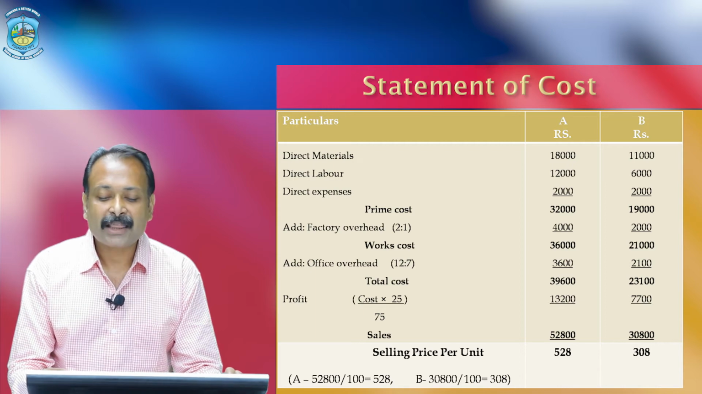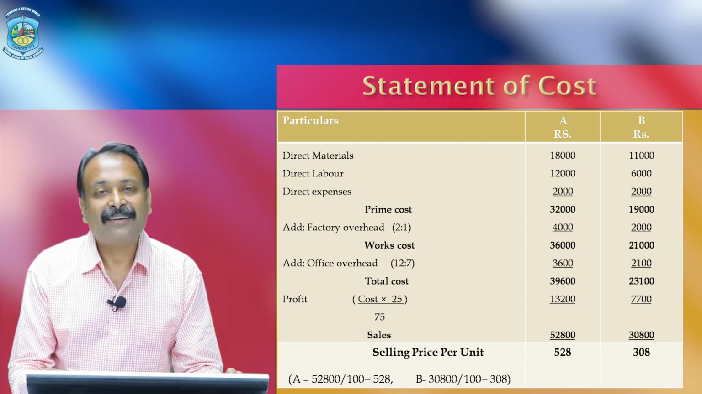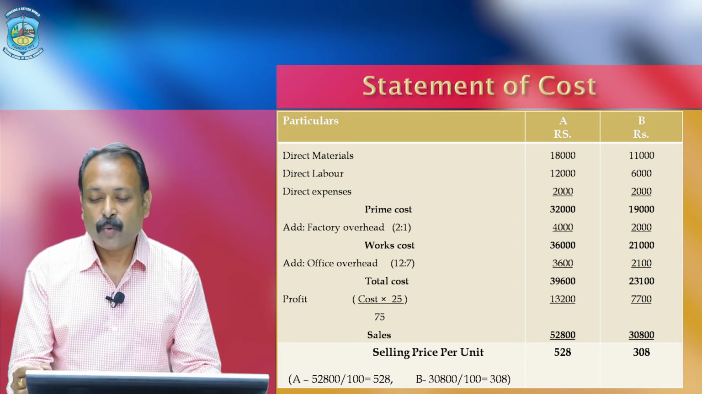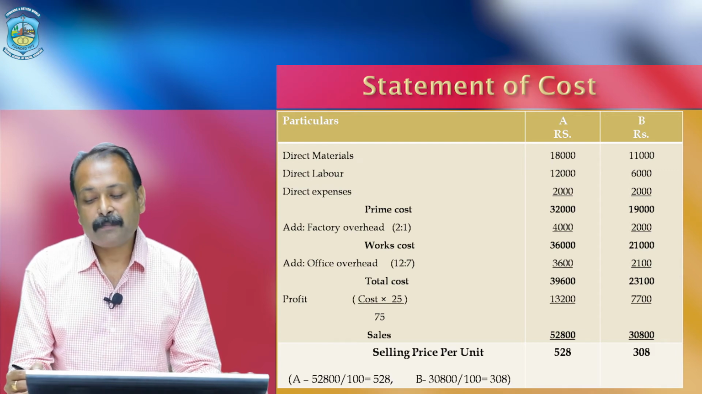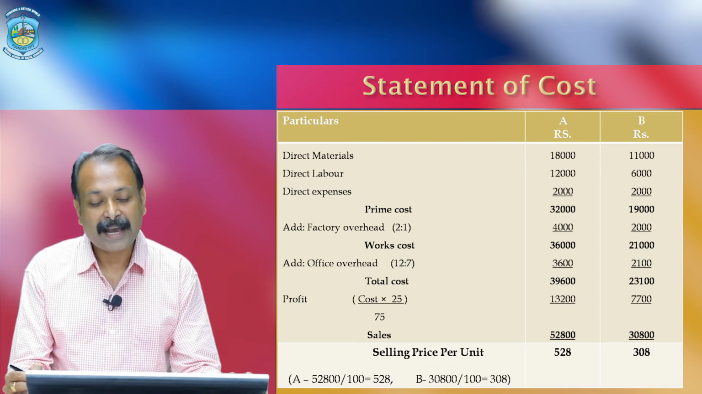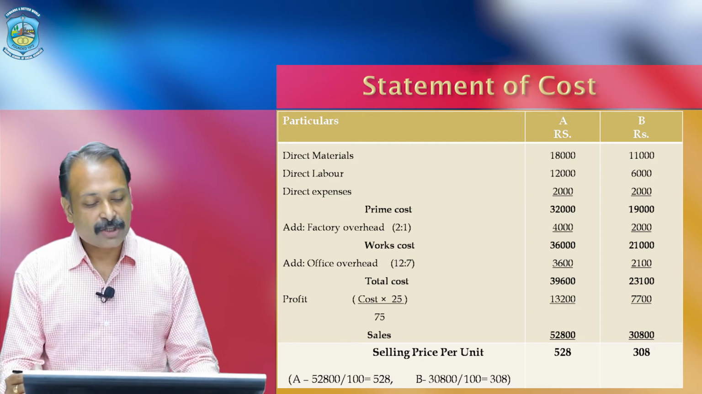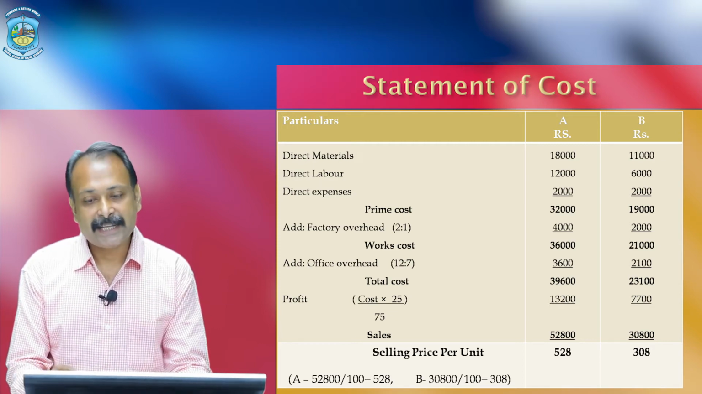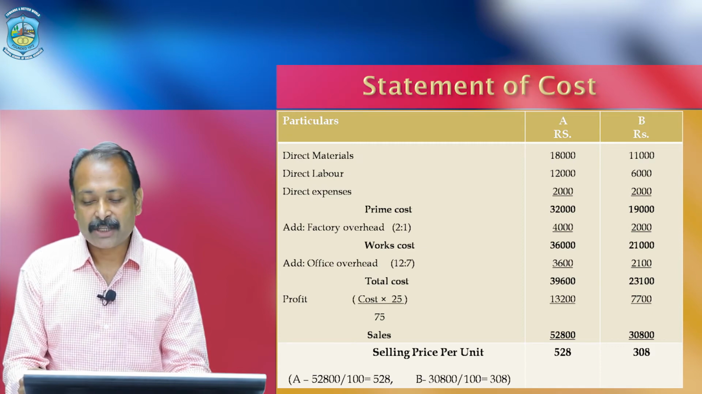So when we add 32,000 plus 4,000, we have 36,000 for machine A. When we add 19,000 plus 2,000, we have 21,000 as work cost for machine B. Our work cost for machine A is 36,000 and for machine B is 21,000.